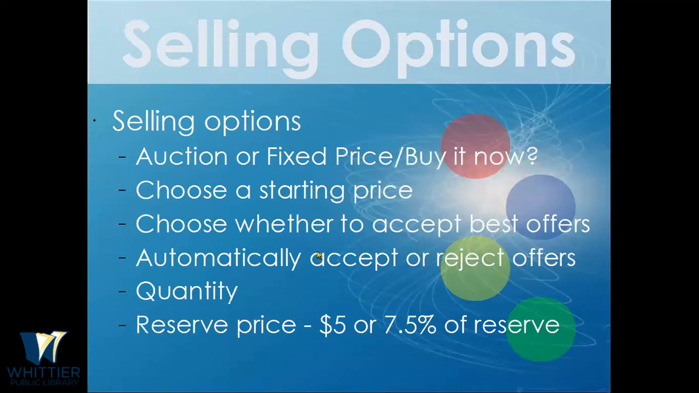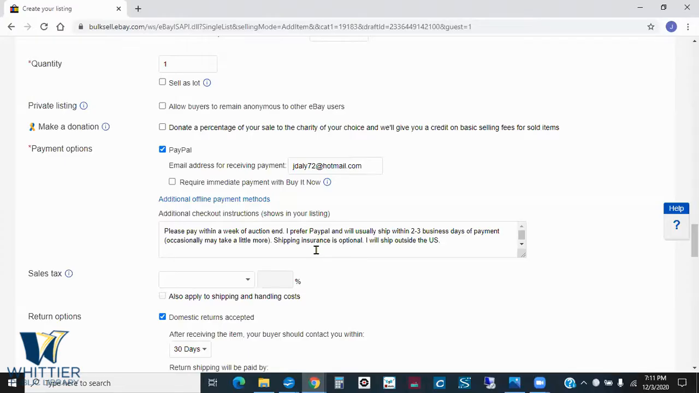Your reserve price. You can set a secret price that the item will not sell below, even for an auction. If the auction doesn't reach that level, the item won't sell. The thing is, it's expensive to put a reserve price on your item. It costs a $5 fee or 7.5% of your reserve price, whichever is more.